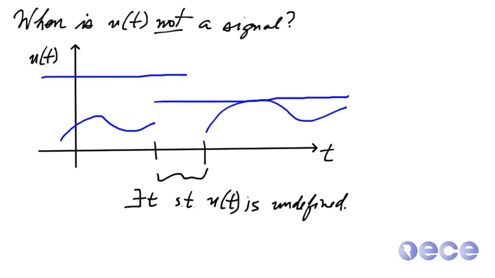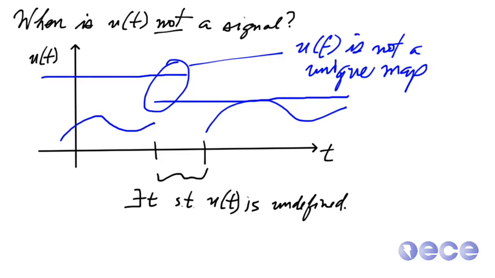We don't know what to do with these, and therefore the lines here for this function are not a signal. Likewise, we could have overlapping bits. Here we have two lines where, on the same number line t, we have more than one value that u of t could possibly be. So in this case, u of t is not a unique map, and we need a unique map in order to have a signal.